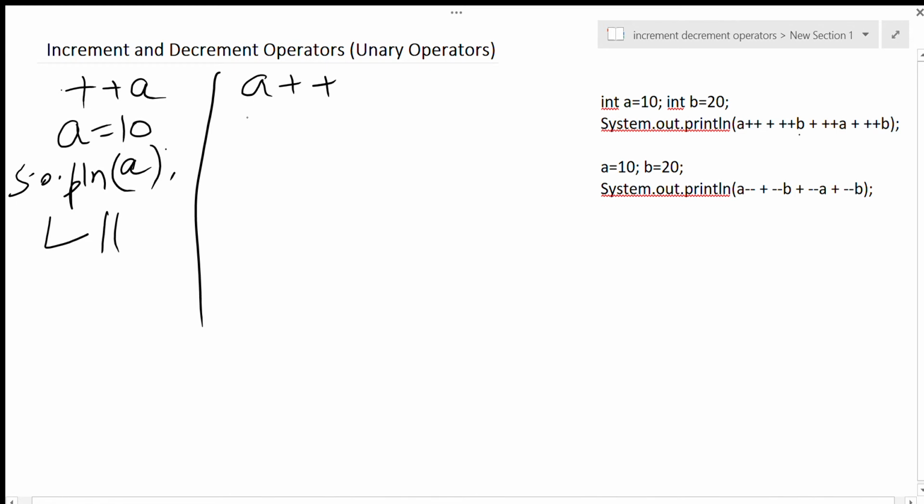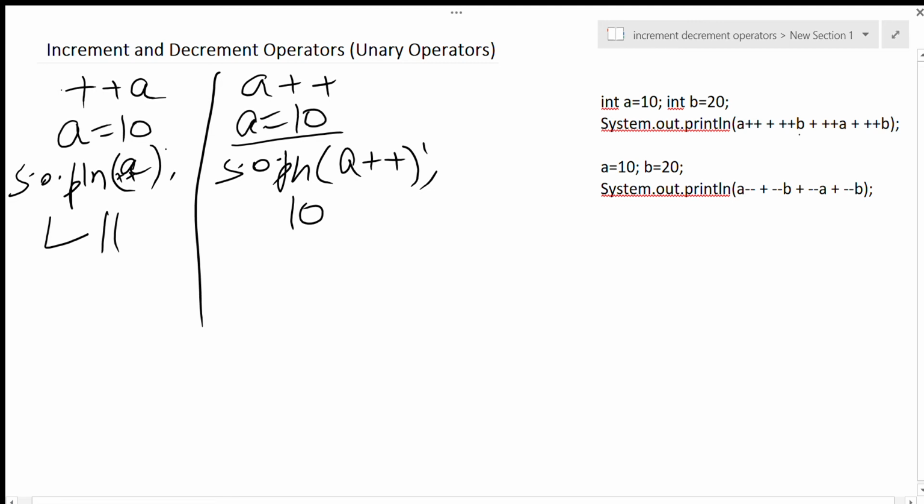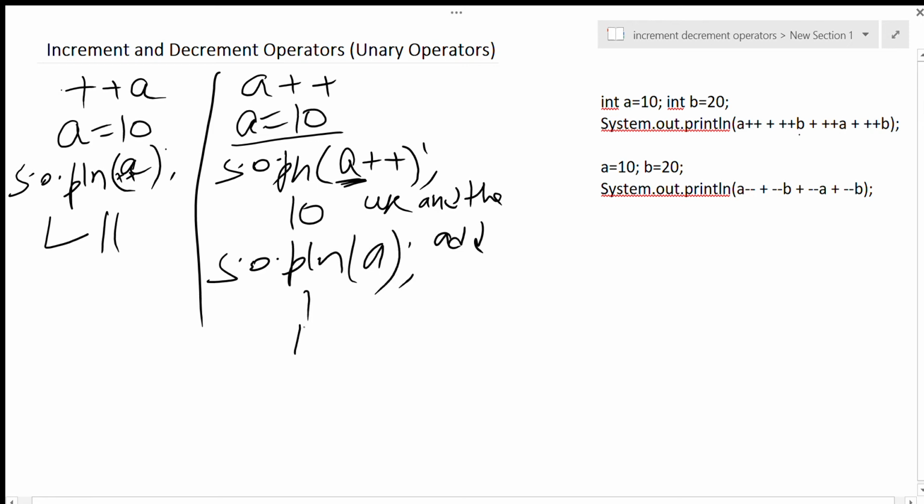Here, a is 10 and I print plus plus a. With a plus plus, system.out.println, I'm writing it in short, what will it print? If the value is 10, it is still going to print 10, which means use and then add. What happens if I print a again? It's going to print 11.